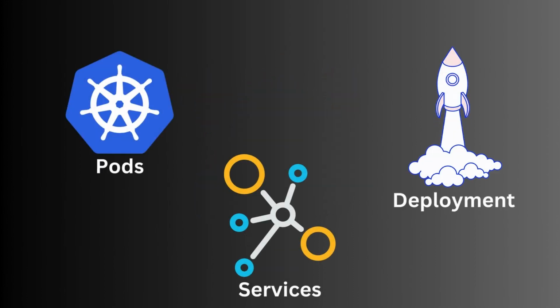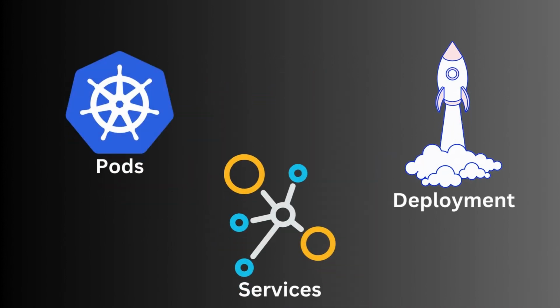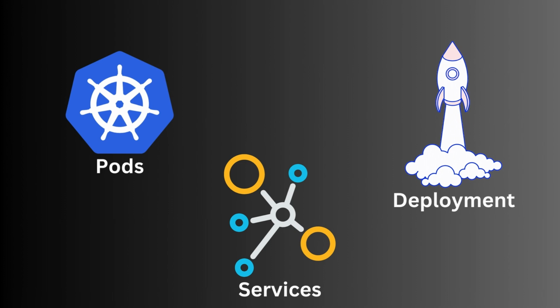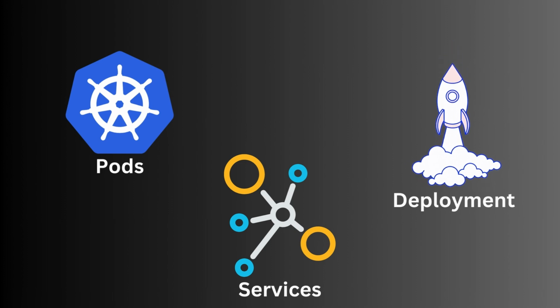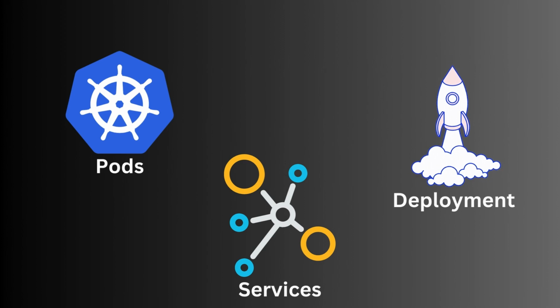But here is an important question. Can we manage our entire application with just three resources? Unfortunately, no. While pods, services, and deployments are essential, they are just the beginning. Think of them as the foundation of your house, but to make it livable, you need more, like electricity, plumbing, and security. Similarly, for Kubernetes, we need certain other resources.